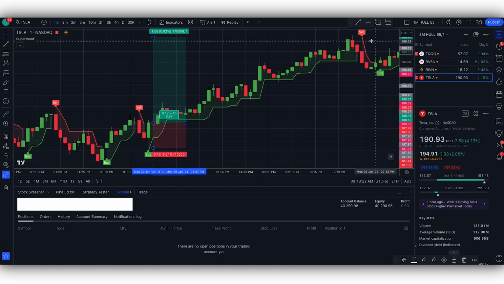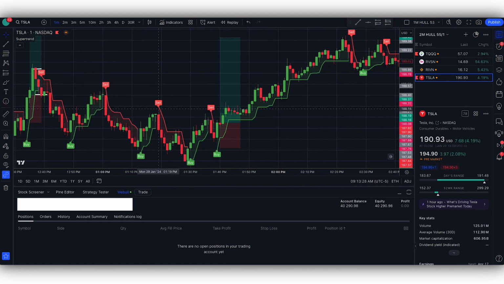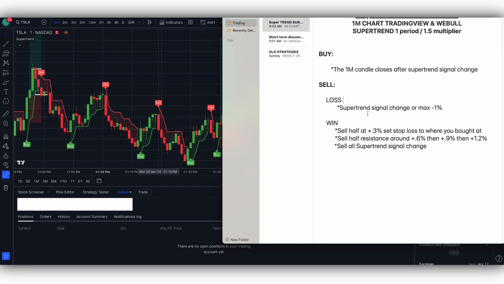That hits 0.82%. So again, the loss is at the SuperTrend signal change, or my max stop loss is 1%. And then for the win, I'm selling half at 0.3%, setting a stop loss where I bought at, and then I'm selling half at resistance around 0.6, 0.9, 1.2, etc. And then sell all once the SuperTrend signal changes again.